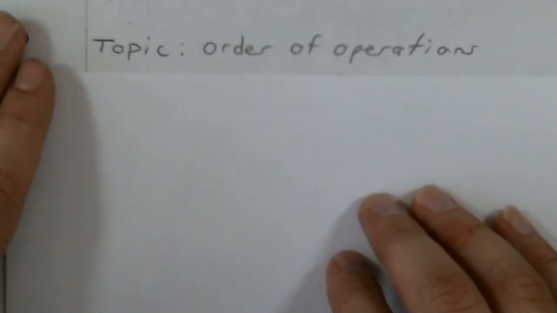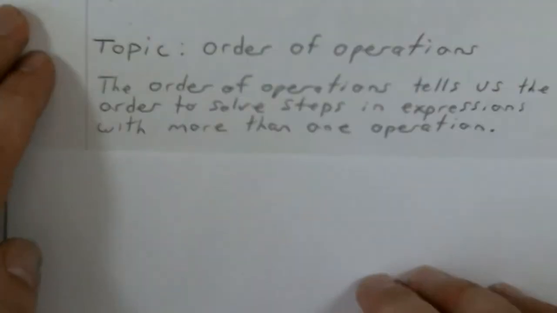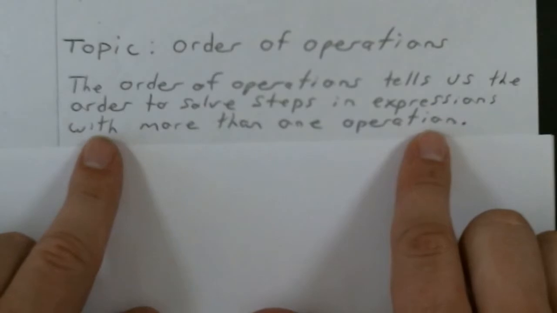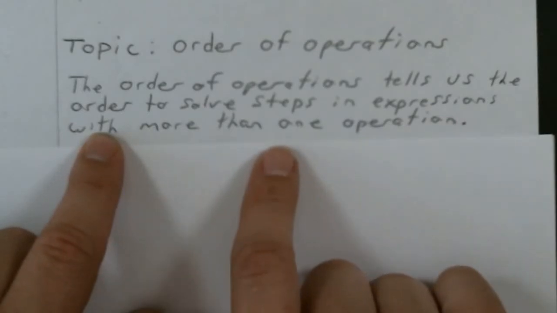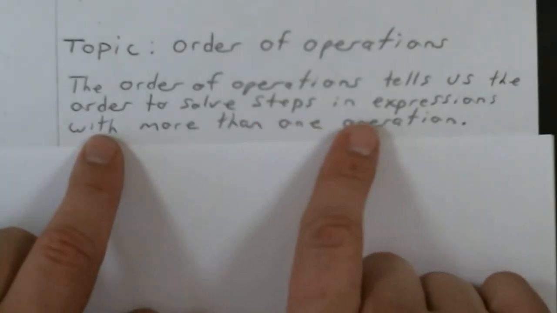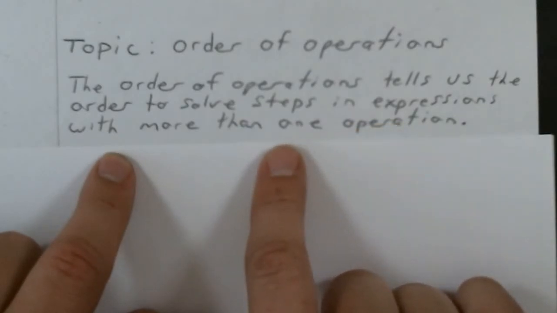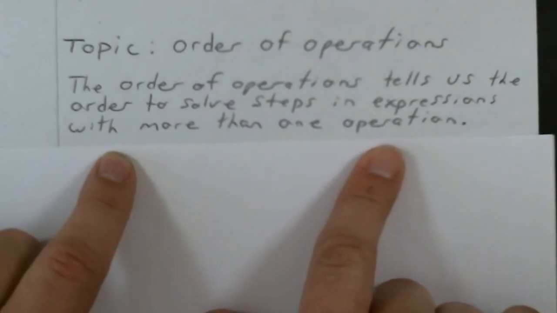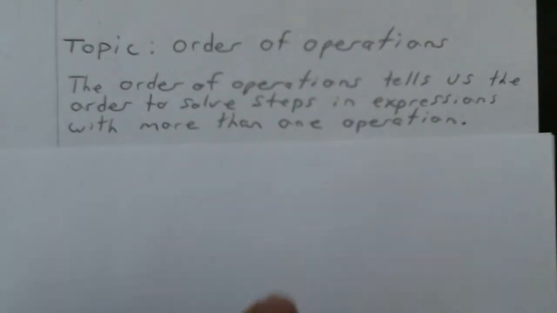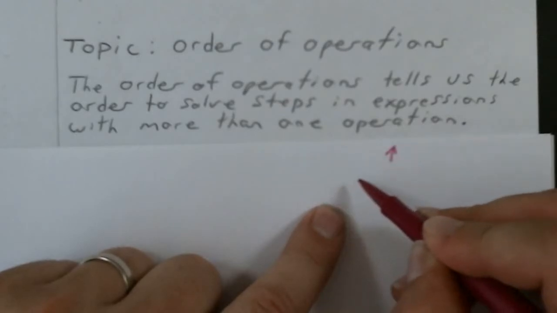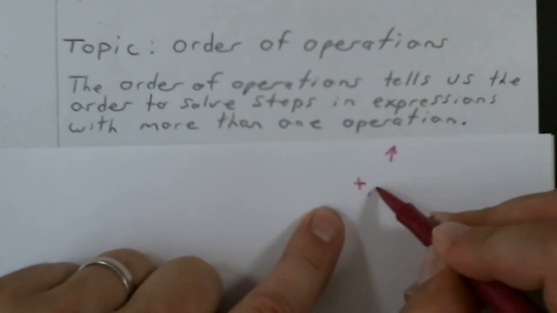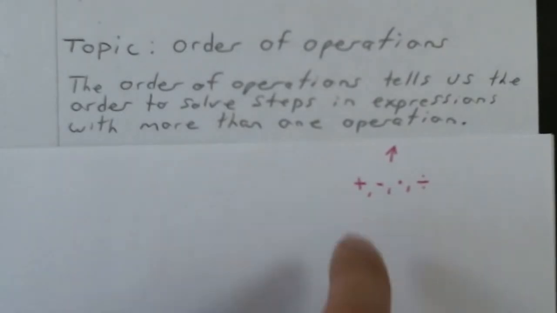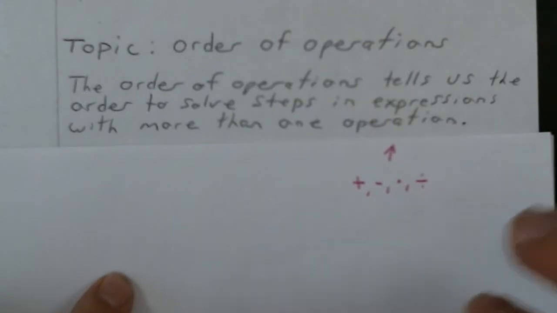So to recall what the order of operations is, the order of operations tells us the order to solve steps in expressions with more than one operation. Now, if you don't know what an operation is, there are four in math: addition, subtraction, multiplication, and division. Those are the four operations that we have in math.